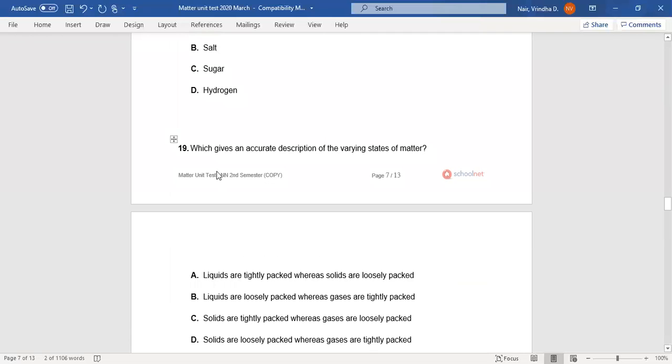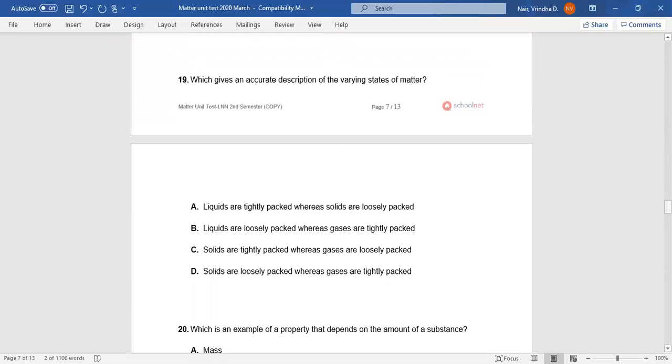Question number 19. Which gives an accurate description of varying state of matter? Liquids are tightly packed, whereas solids are loosely packed. Liquids are loosely packed, whereas gases are tightly packed. Solids are tightly packed, whereas gases are loosely packed. Solids are loosely packed, whereas gases are tightly packed.